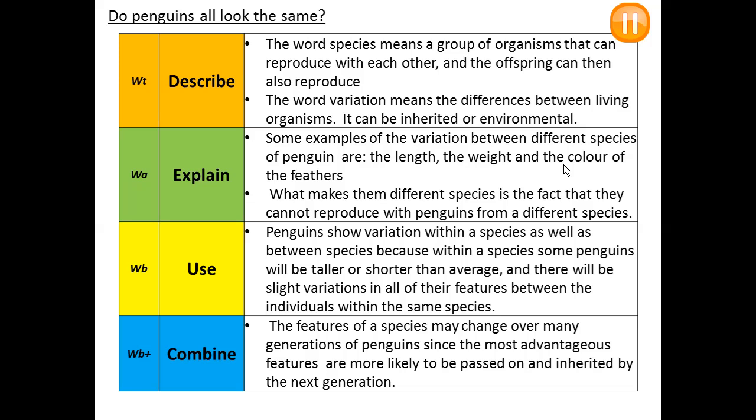Penguins show variation within a species as well as between species because within a species some penguins will be taller or shorter than average and there will be slight variation in all of their features between individuals within the same species. In fact, we said that offspring will always be similar but not identical to parents. Then the last one: the features of a species may change over many generations. Penguins with the most advantageous feature are more likely to pass it on, and it will be inherited by the next generation.